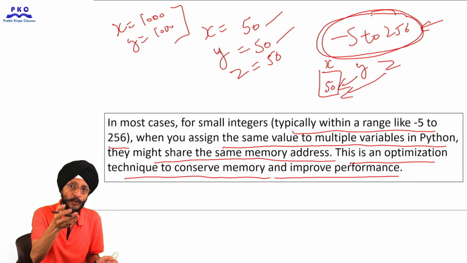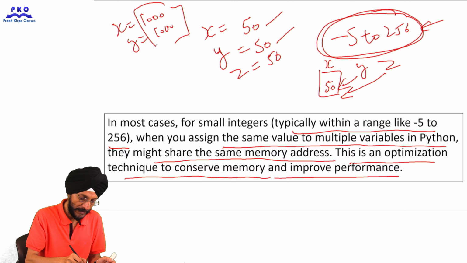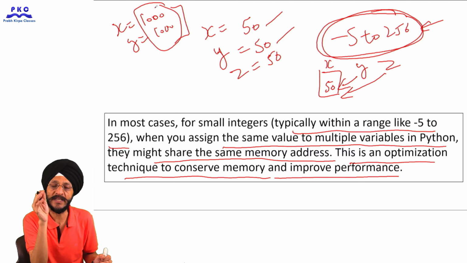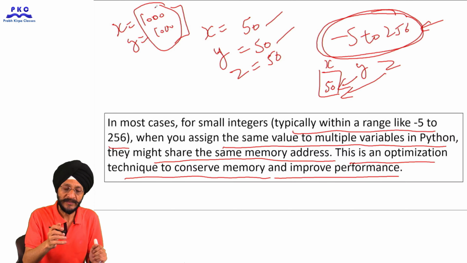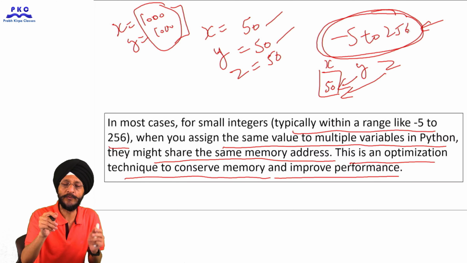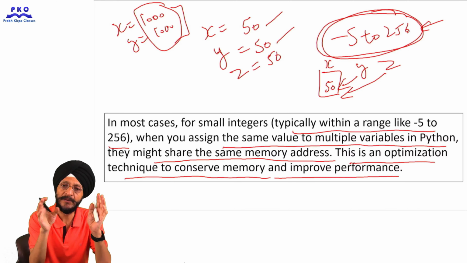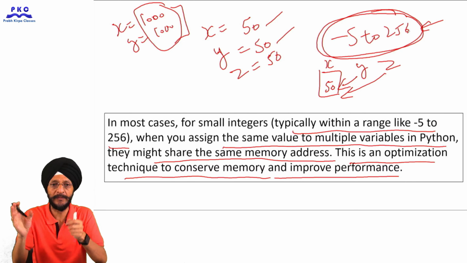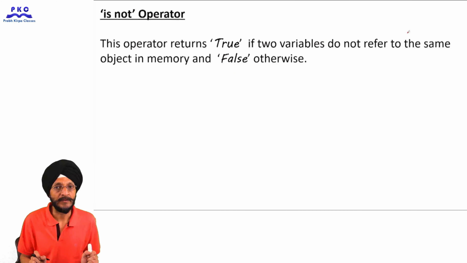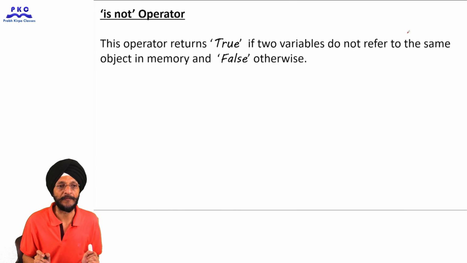However, as I told yesterday, the memory location of both these values was also the same. Both these objects were also the same. So it is not guaranteed. Even in case of -5 to 256, many times the data may be stored at a different place. Memory location may differ.